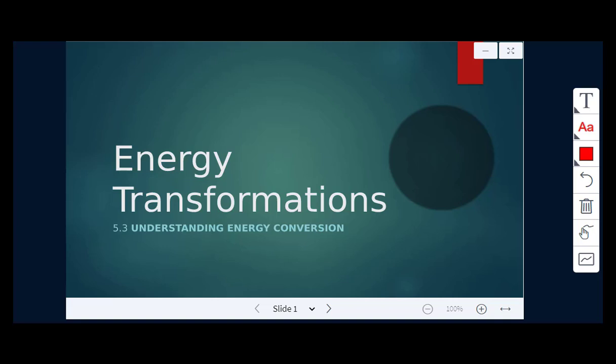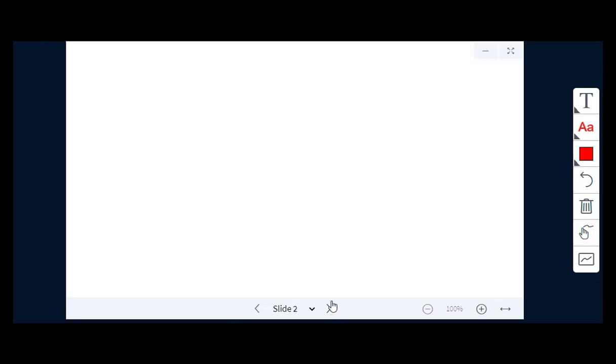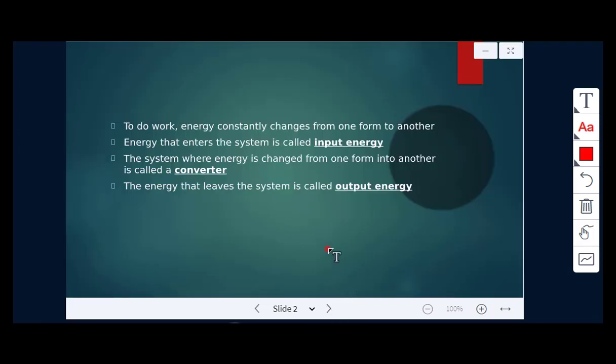All right, so today's lesson, this is 5.3 and 5.4 for our next unit on energy transformations. So 5.3 is understanding energy conversions. All right, so energy, we talked about last class, the ability to do work. So to do work, energy constantly changes from one form to another.